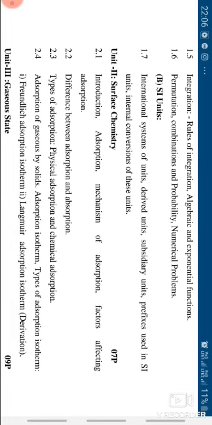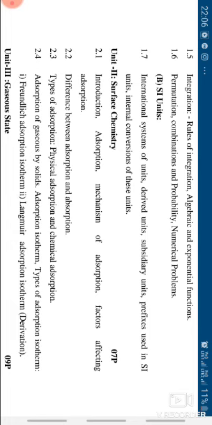The second unit is surface chemistry. In this topic we will see the surface phenomenon of chemical compounds. Now see, in this topic we will see concepts of adsorption, absorption, then physical and chemical adsorption. All these concepts can be seen. Then the mechanism of adsorption can be seen.